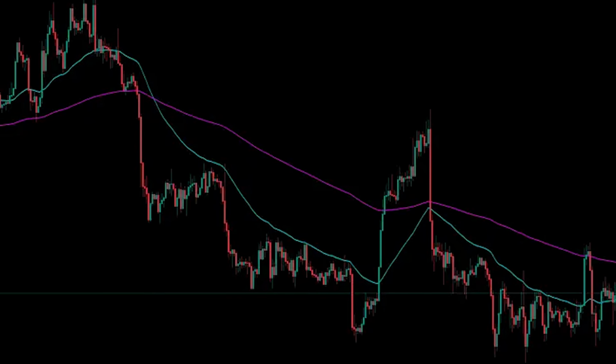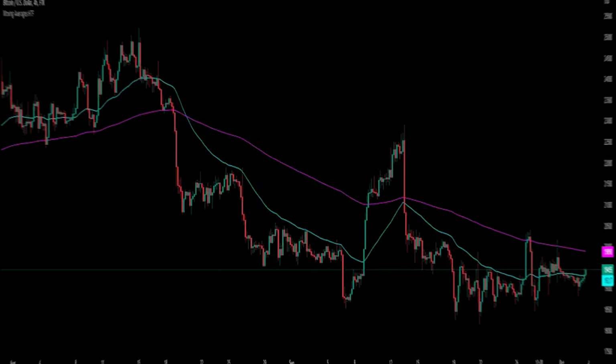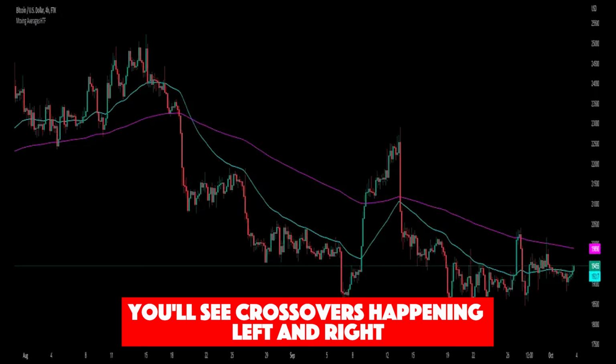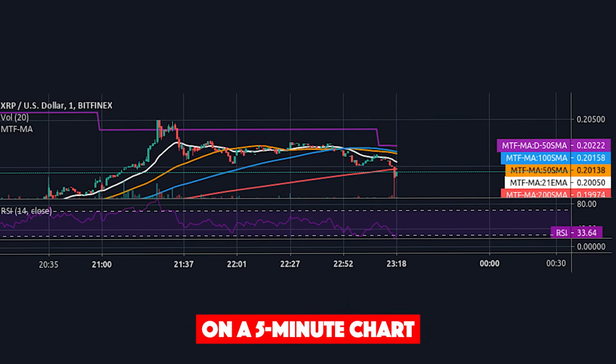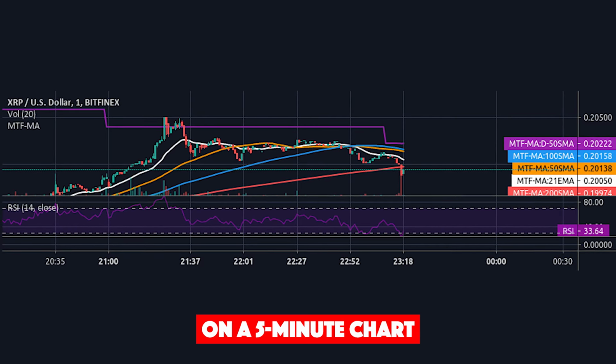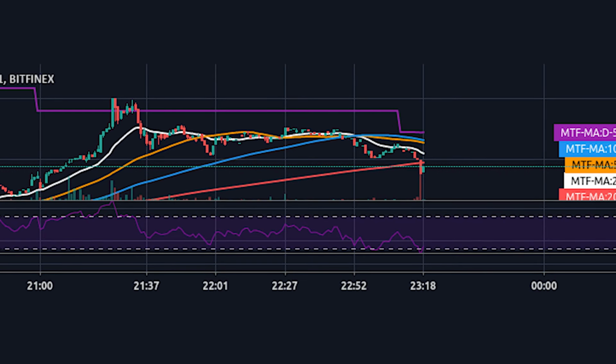If the daily feels too slow for you, the 1-hour chart is the lowest you should go. Anything below that and price moves too fast. You'll see crossovers happening left and right, but most of them lead nowhere. Moreover, higher time frames give the moving averages enough data to actually represent market direction. On a 5-minute chart, a moving average is just reacting to every tiny fluctuation. On a daily chart, it's showing you genuine momentum.